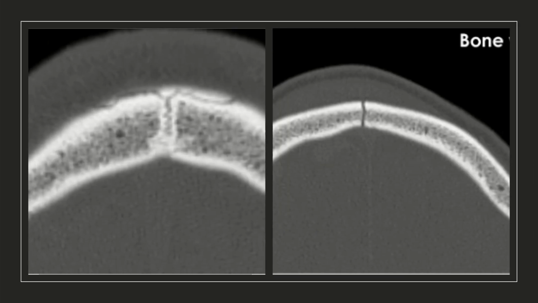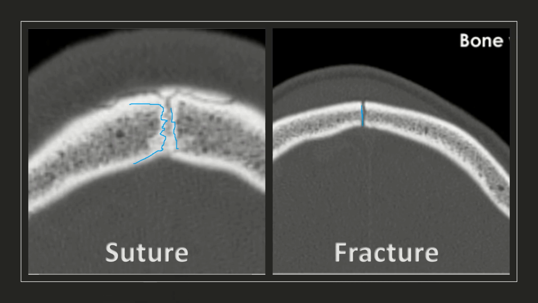Okay, so just to summarize, the cortex extends into the suture and the suture forms a jagged pattern over here. A fracture, on the other hand, is straight, and at the same time, let me clear this again, it's obvious that the cortex ends here. It does not extend into the suture as it has over here.